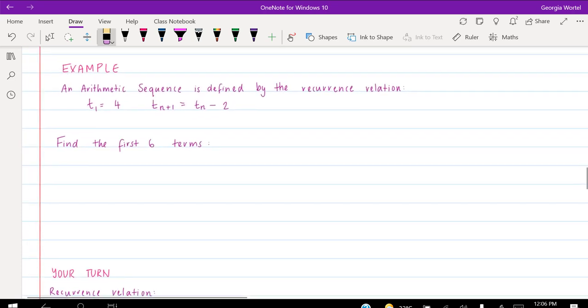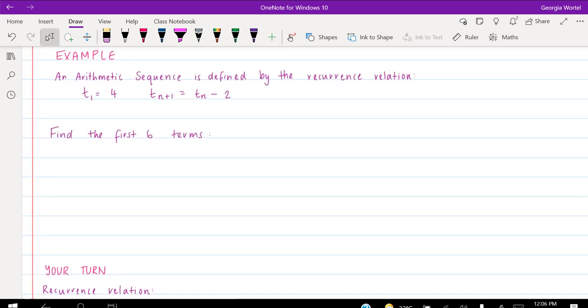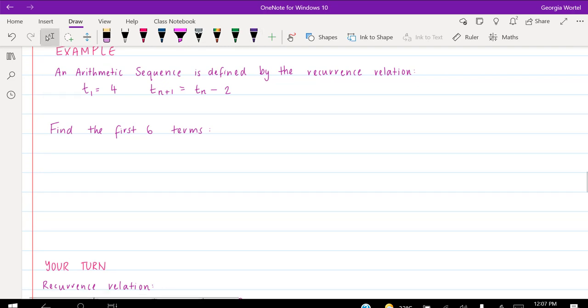So let's have a go at an example. An arithmetic sequence is defined by the recurrence relation T1 is 4, Tn plus 1 is Tn minus 2. So the first term, T1, is 4. And to get all of the other terms, you're going to take the one that you're on and minus 2 to get the next one. So thinking about that, if you're minusing off a number, you would assume that your arithmetic sequence should be getting smaller for every individual term that you add. That makes sense. So let's have a go.